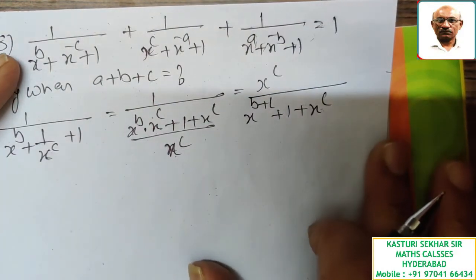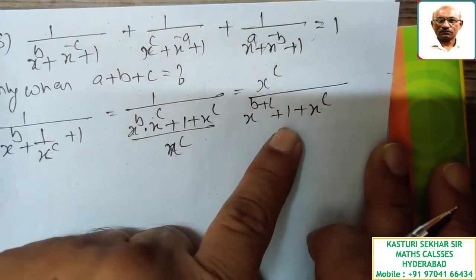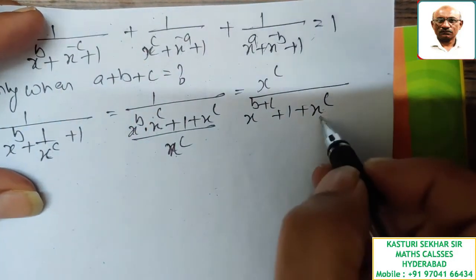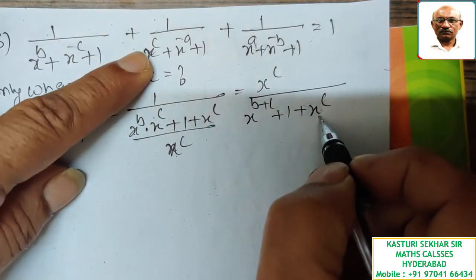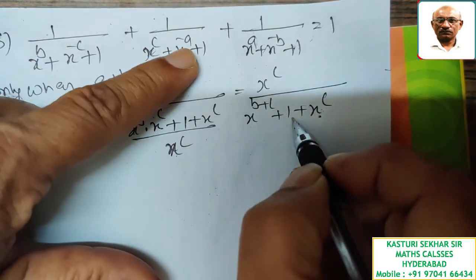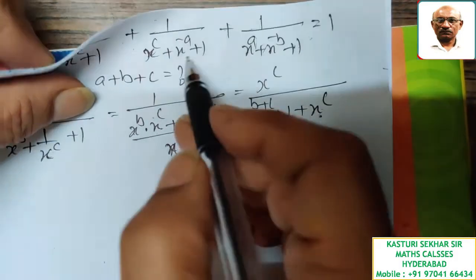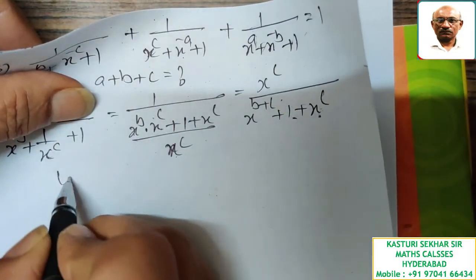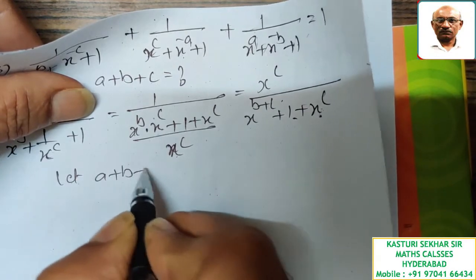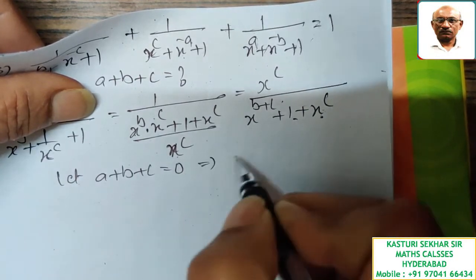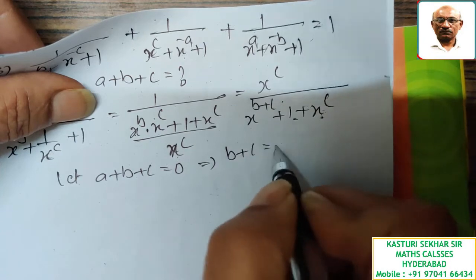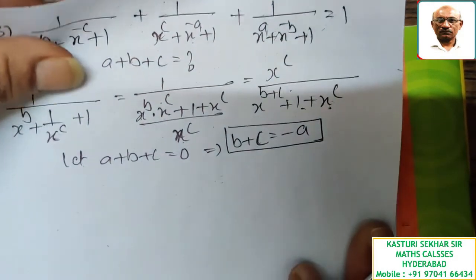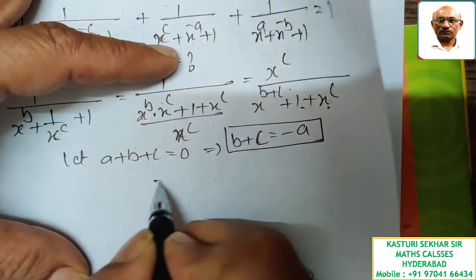At this stage, what I am doing? Comparing the denominator of the first term with the denominator of the second term. X power c common, 1 common. Only in the place of x power minus a, it is b plus c. Let a plus b plus c is equal to 0. This implies b plus c can be written as minus a.